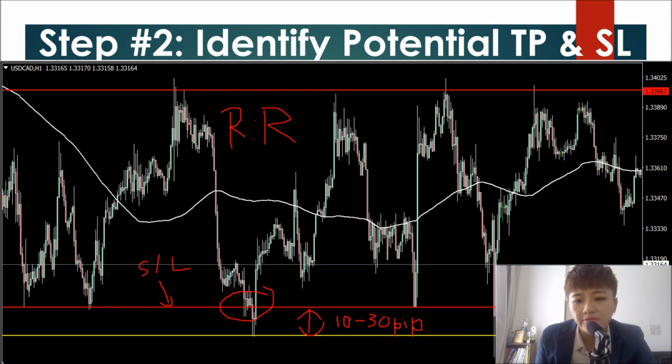Another currency that you can trade ranging is dollar CAD. So when you make a buy here, when you decide to make a buy here, don't just buy when the price immediately touch support line.